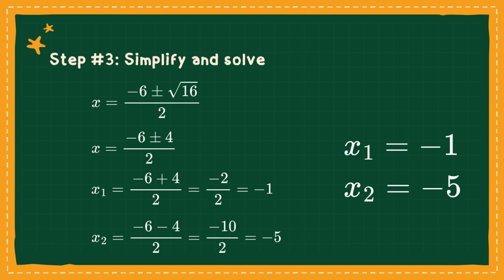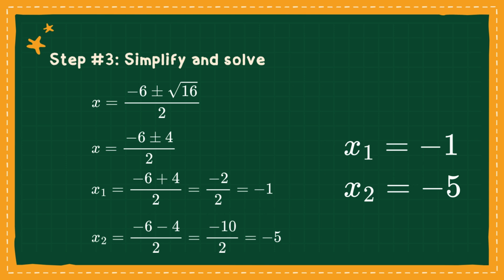Remember, plus or minus means that you're going to have two scenarios. One scenario being addition, and the next scenario meaning subtraction. So x1 is the scenario with addition, and x2 we're going to use for the scenario for subtraction. So we got minus 2 divided by 2 equals minus 1. And then for x2, we ended up with minus 10 divided by 2 equals minus 5. So therefore, our x1 is minus 1 and our x2 is minus 5.